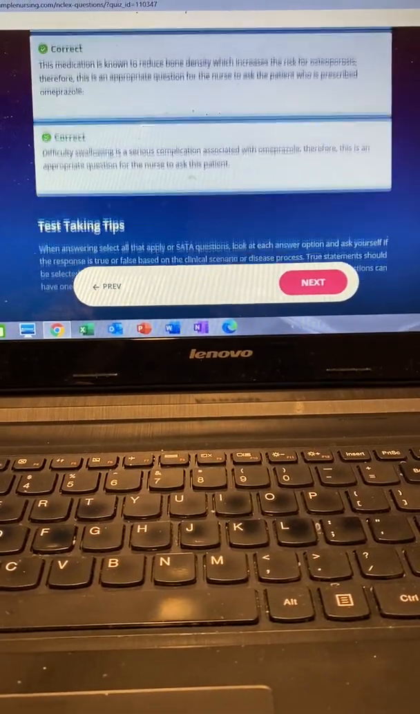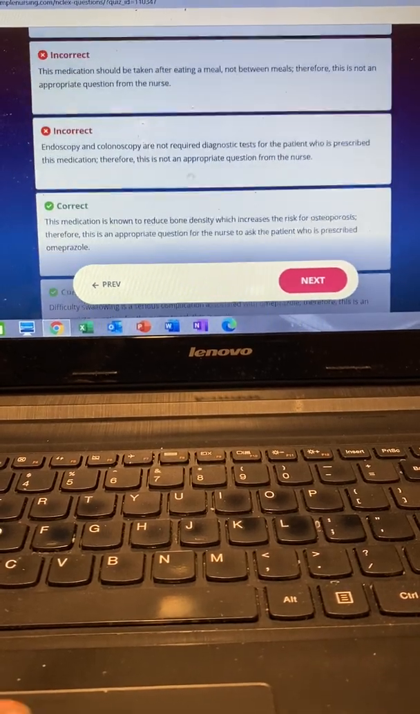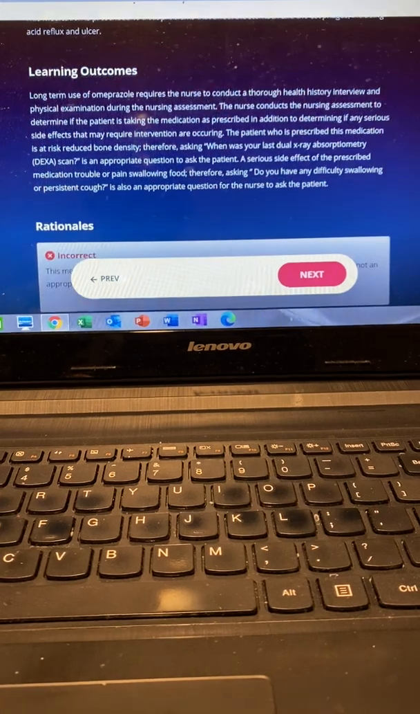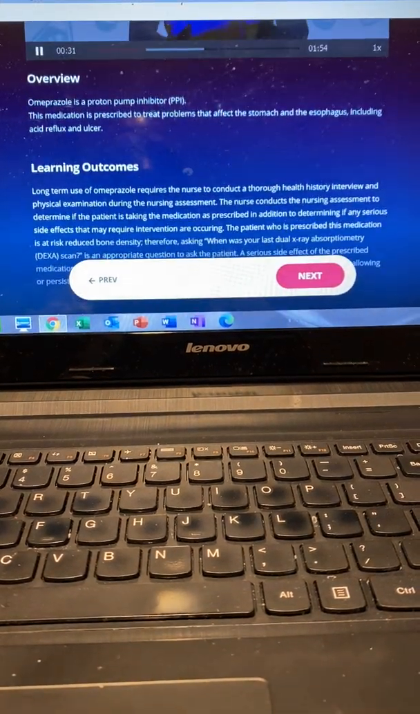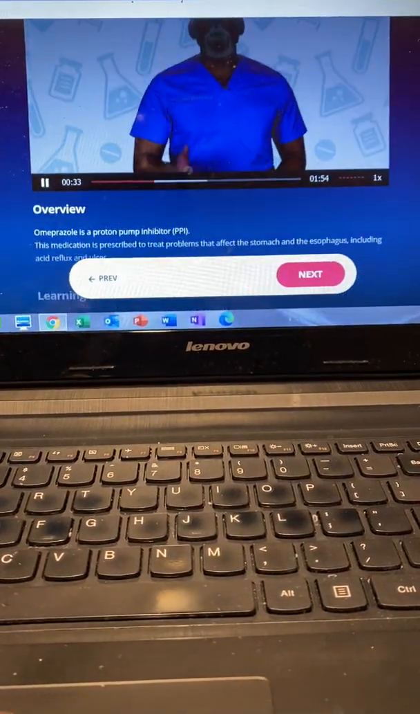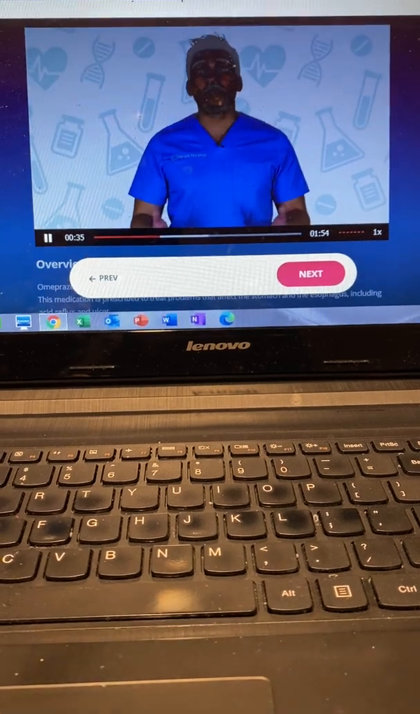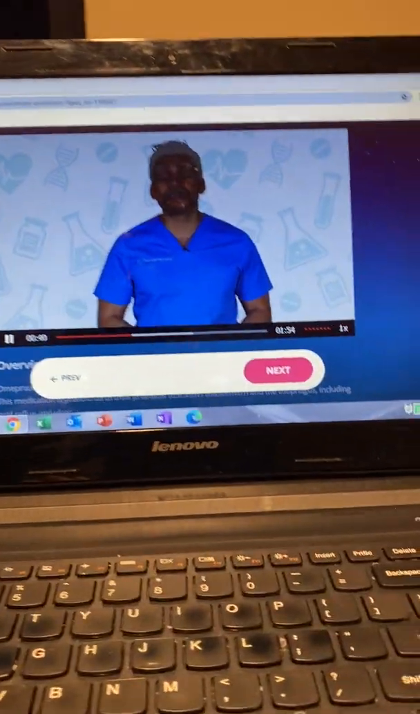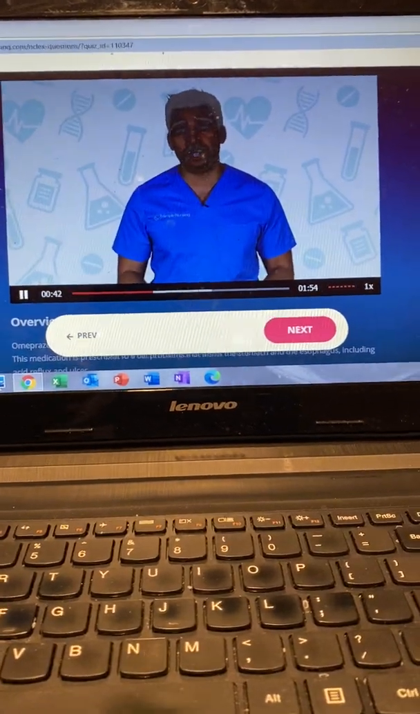So the memory trick we use for prazoles are the 3 P's for prazoles. So P for they prevent ulcers, or basically holes in the GI tract. They P are for porous bones, so they cause osteoporosis. And the last P is for possible infections here.